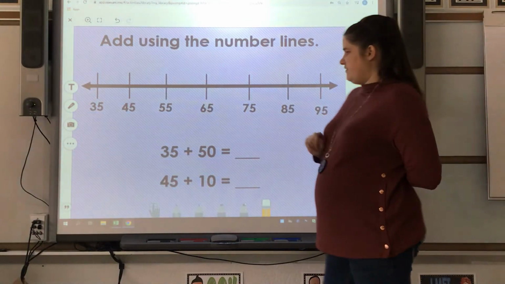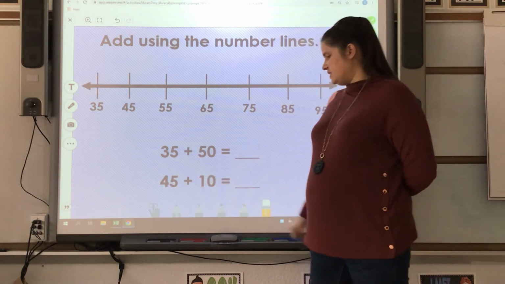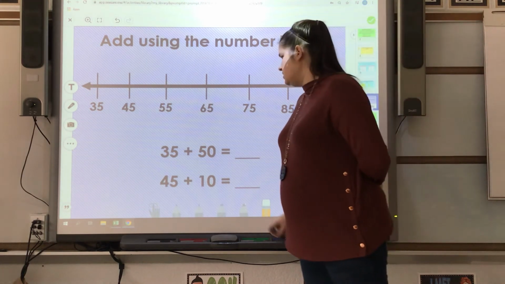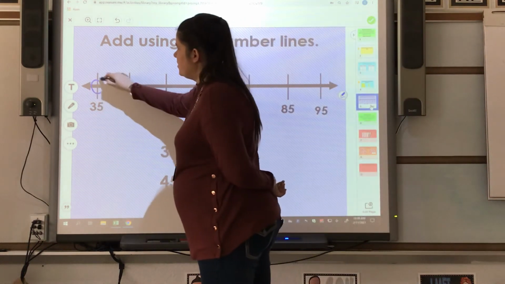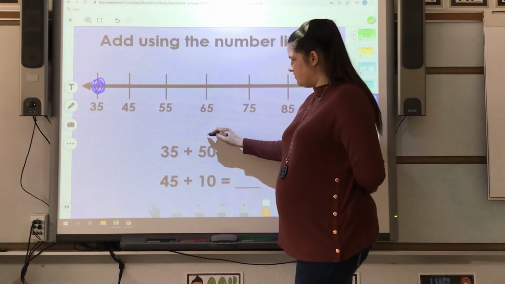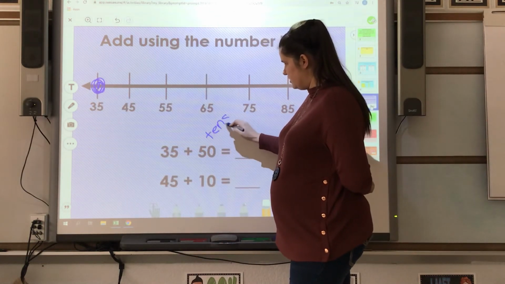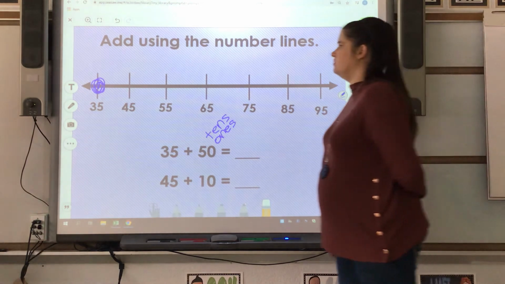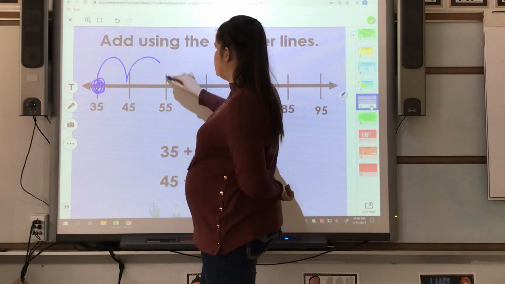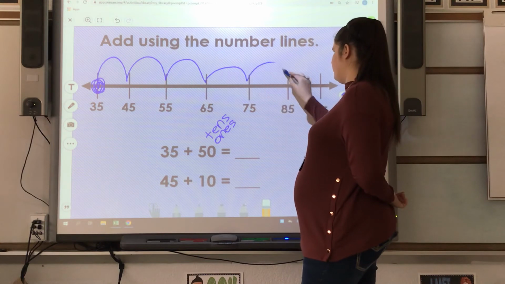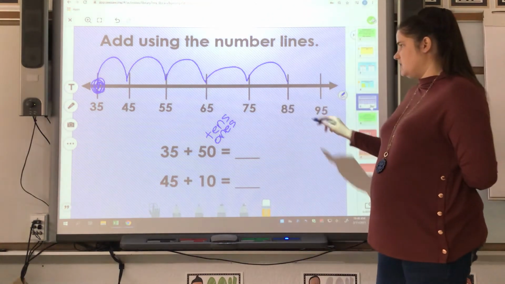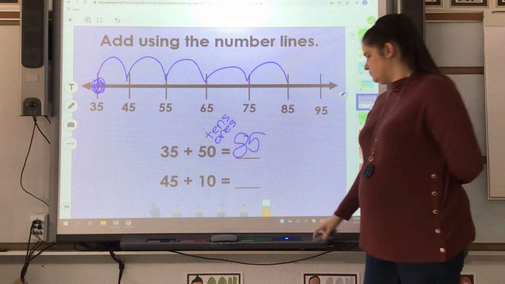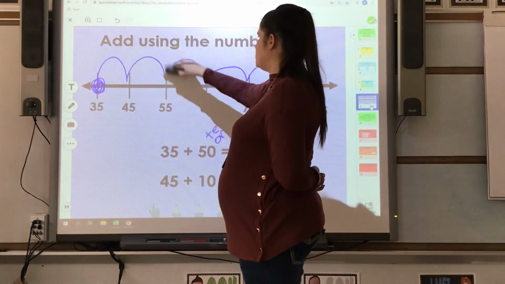We're going to solve 35 plus 50 together. You can do 45 plus 10 independently. So when we're adding, we are going higher on the number line. So 35, we'll put a dot on the 35. 50 is 5 tens, 0 ones. So if I have 5 tens, I need to make 5 big jumps. 1, 2, 3, 4, 5. So 35 plus 50 gives me 85. Because all of those jumps are plus 10.